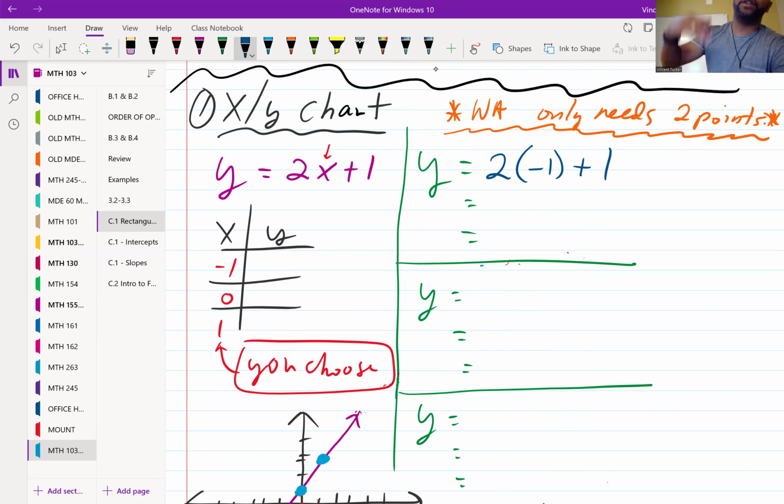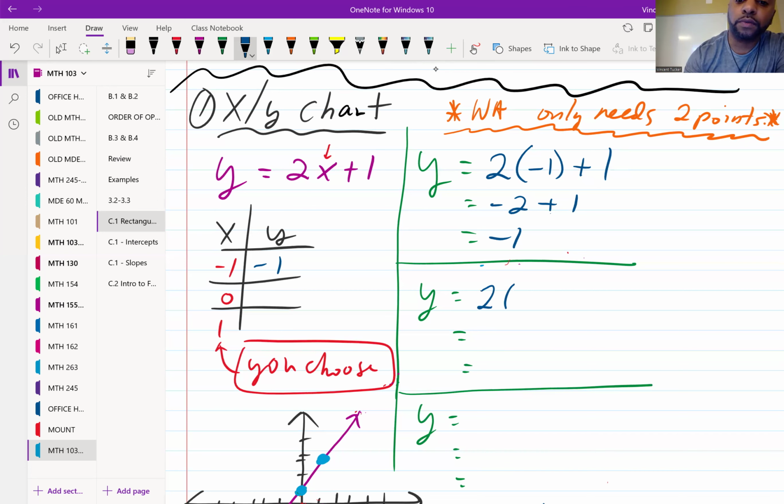When x is -1, what is y? That'll be -2 plus 1, and that's -1. And that's just a coincidence of this equation. Just because x is -1 does not mean y is always going to be -1, or that you're always going to have that repeated value like that. It's just a coincidence for this equation.